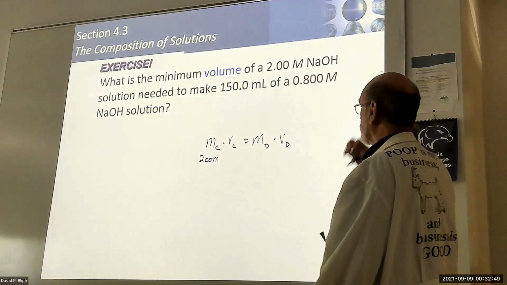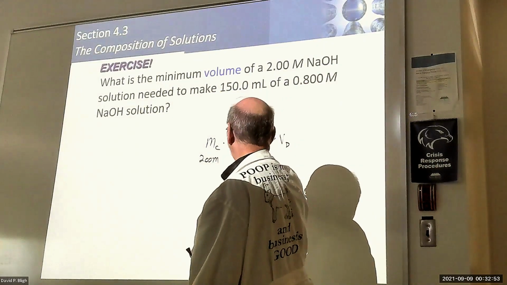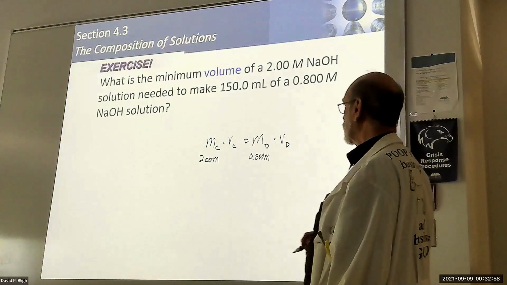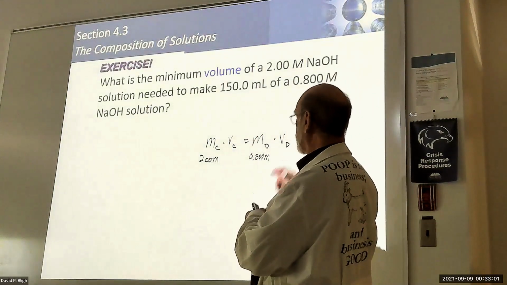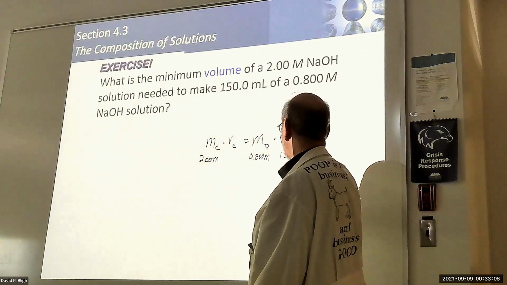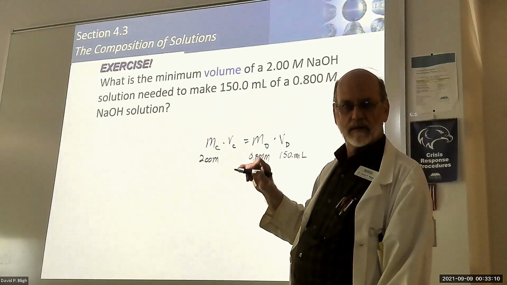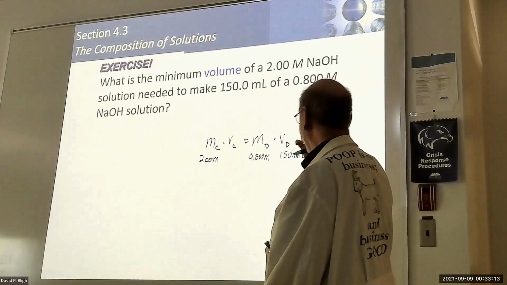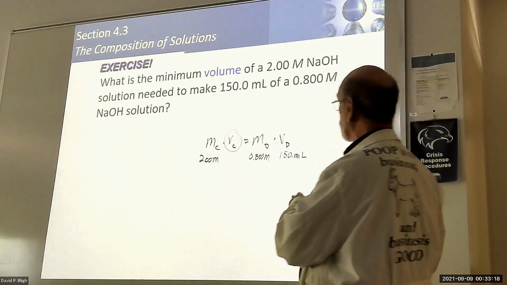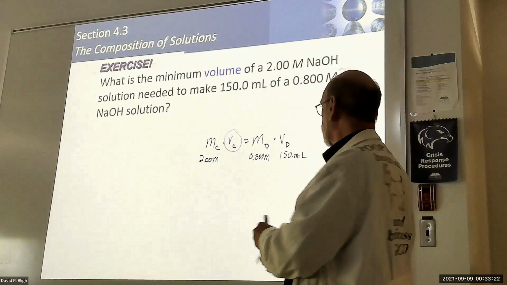Which one's the dilute? This one, 0.8 molar. Okay. Where's the diluted volume? We want to make 150 milliliters. Okay. So now we have an equation and one unknown. And that was the question. What's the minimum volume of that concentrated one required? So you just solve it.